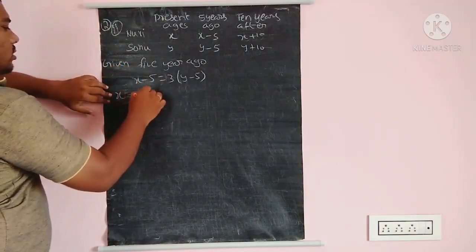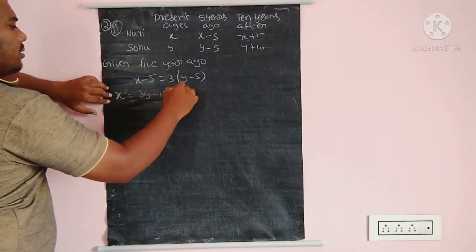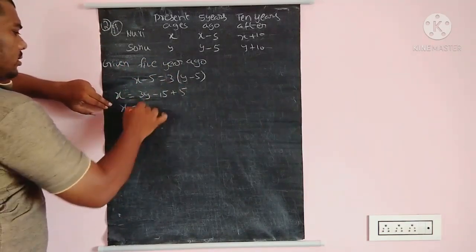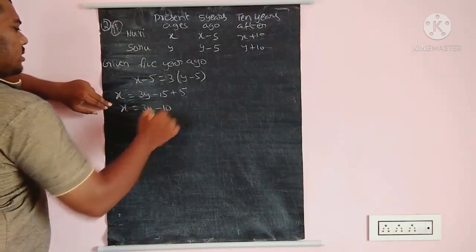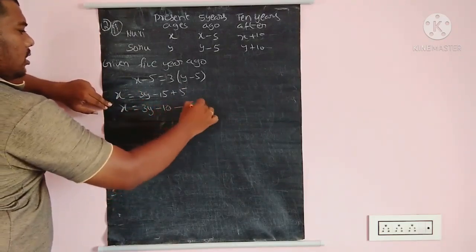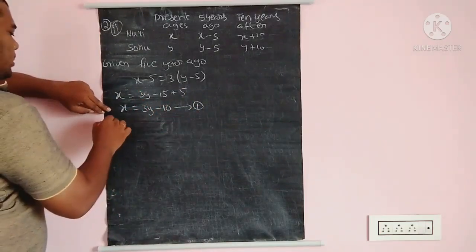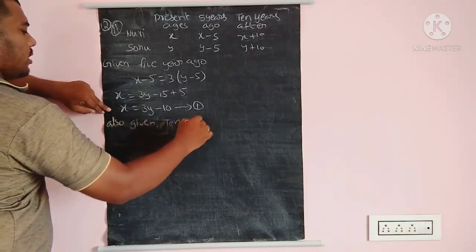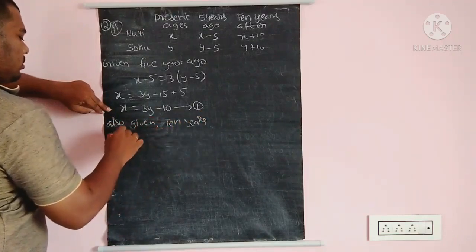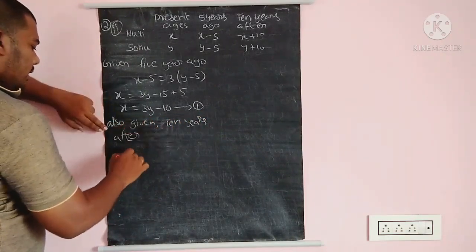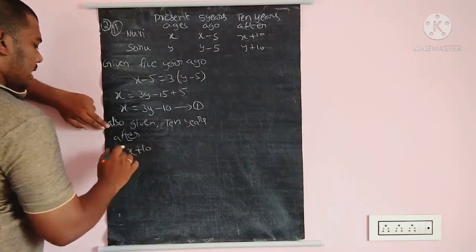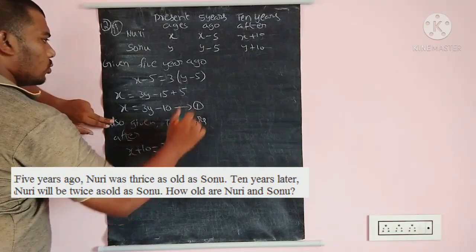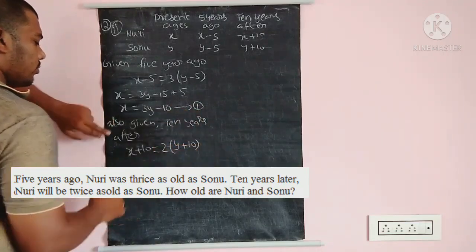So x minus 5 is equal to 2y minus 10 plus... so x is equal to 2y minus 10 plus 5. If you solve in substitution method, here it will be easy, so I am going with that. Let it be 1. Next, also given 10 years after, Noori's age is x plus 10, and she is twice Sonu's age.